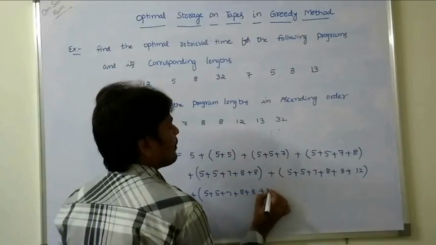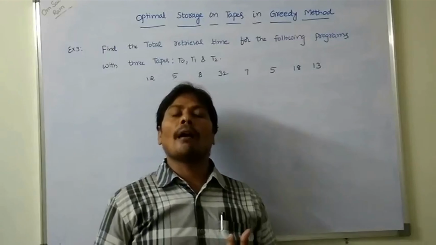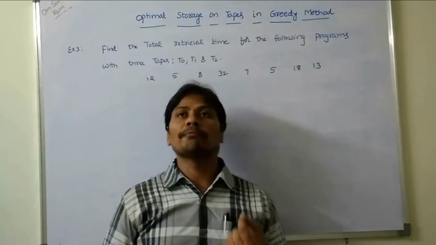So this problem is used for solving total retrieval time or optimal retrieval time with 3 tapes. Previously we solved 2 problems. These 2 problems are used for finding total retrieval time with a single tape. Now we have to find out total retrieval time for 3 tapes, that is T0, T1 and T2.